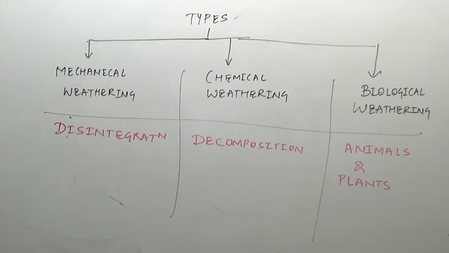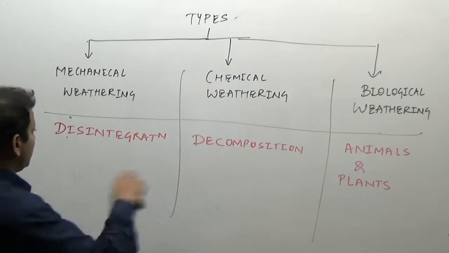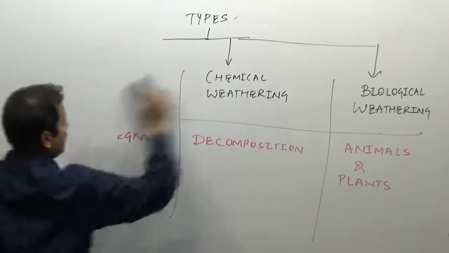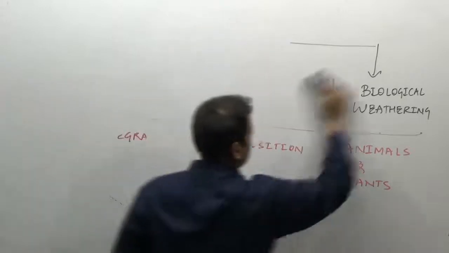See, physical weathering can be caused due to water, ice, temperature, and wind. So what will be the agents of mechanical or physical weathering? Now we'll study the mechanical or physical weathering in detail.